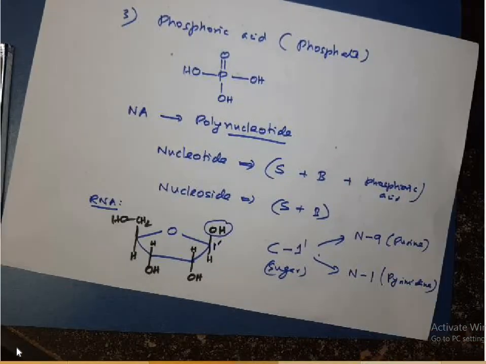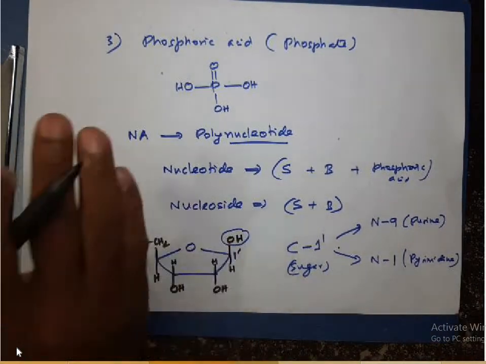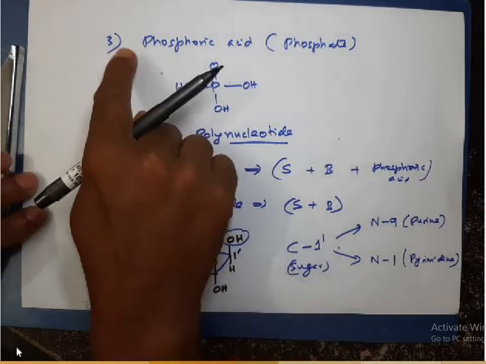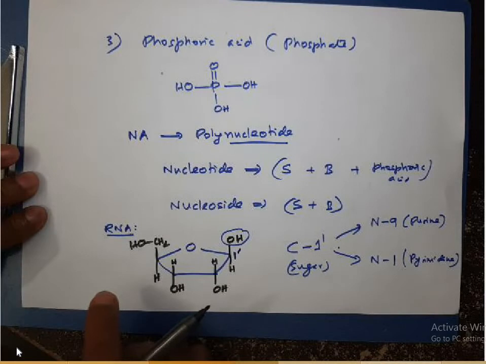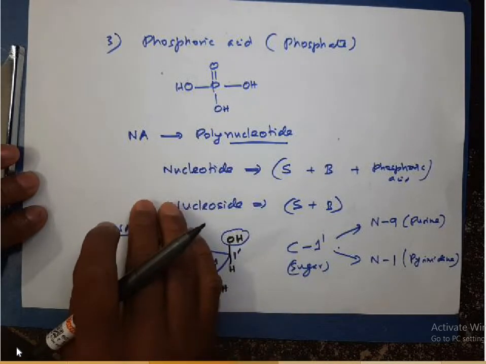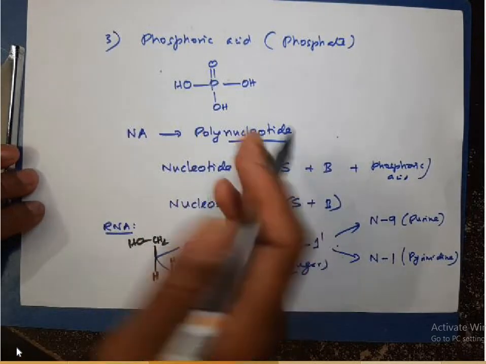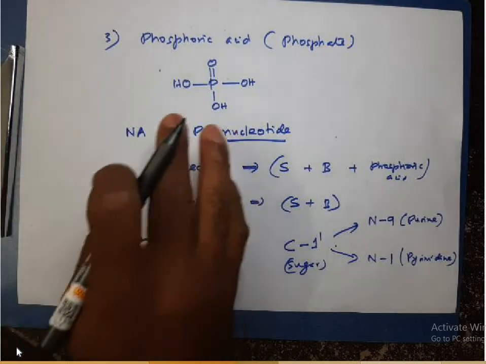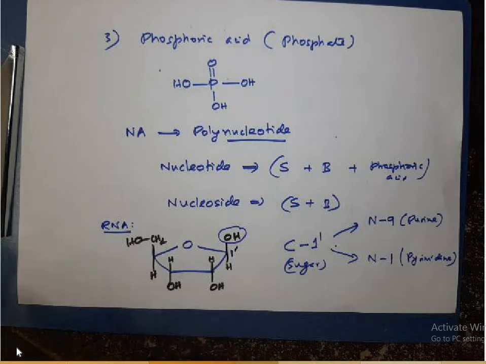next important point is this. I have told you about the sugar present in nucleic acid and the bases present in nucleic acid, and the last one is phosphoric acid. This is the structure of phosphoric acid, right? Students, keep this in mind. In nucleic acid, we don't actually have phosphoric acid. We have phosphate. So phosphoric acid exists as phosphate in nucleic acid. That's the point. But if you do hydrolysis, you'll get phosphoric acid only.